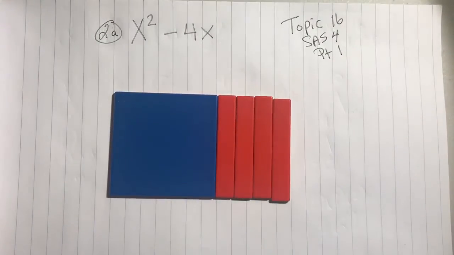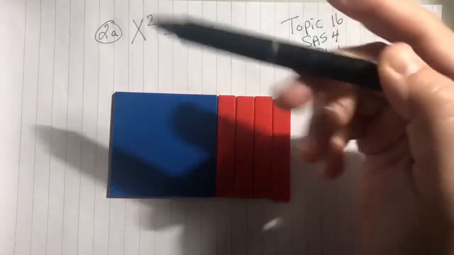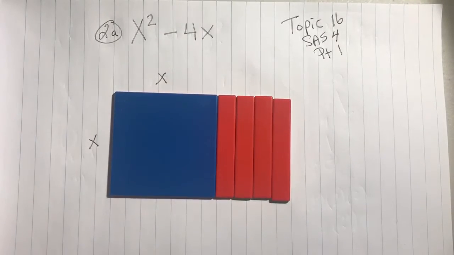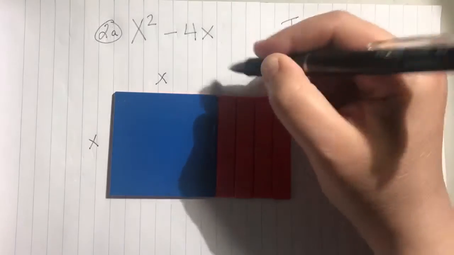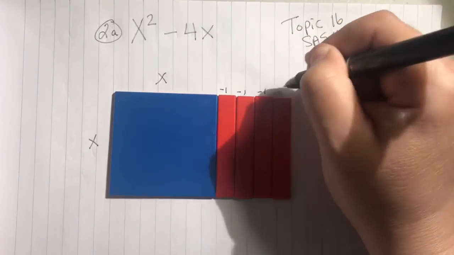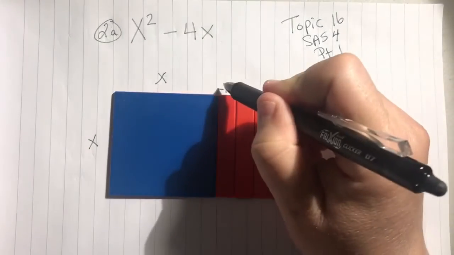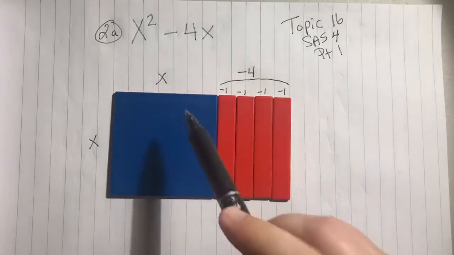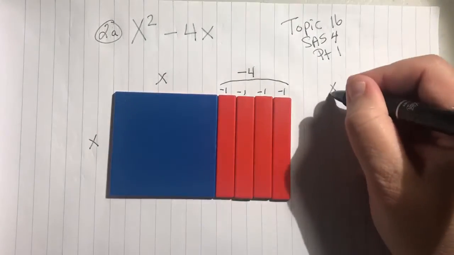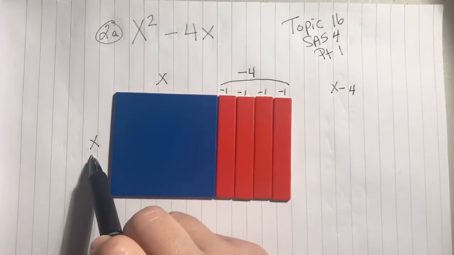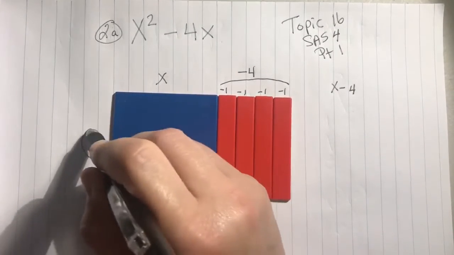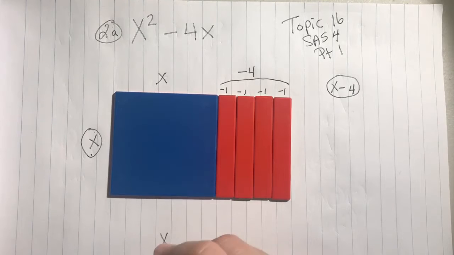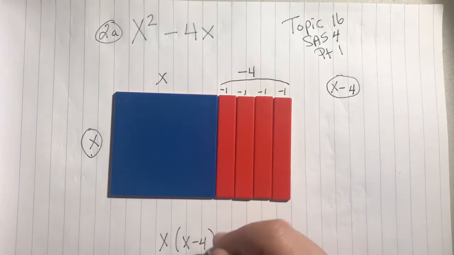Okay, so what do I have here? Now remember, this is an x squared. So this is an x by x. Now, over here, these are all negative 1s. Right? So how much is that all together? Negative 1 times 4 is negative 4. So this expression up here is x minus 4. And the expression over here is x. So I have x and I have x minus 4. So to write it in factored form, I have x times x minus 4. And I'm done.